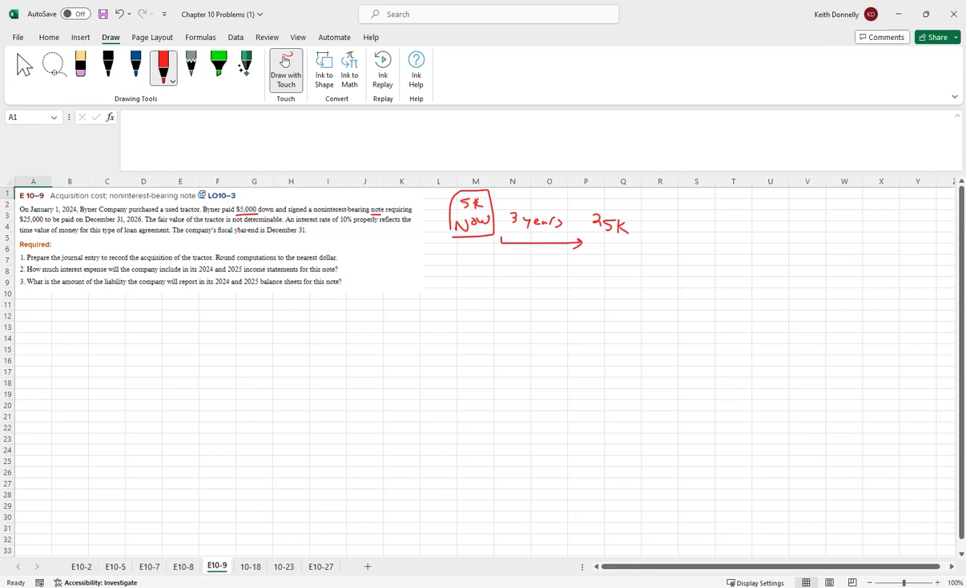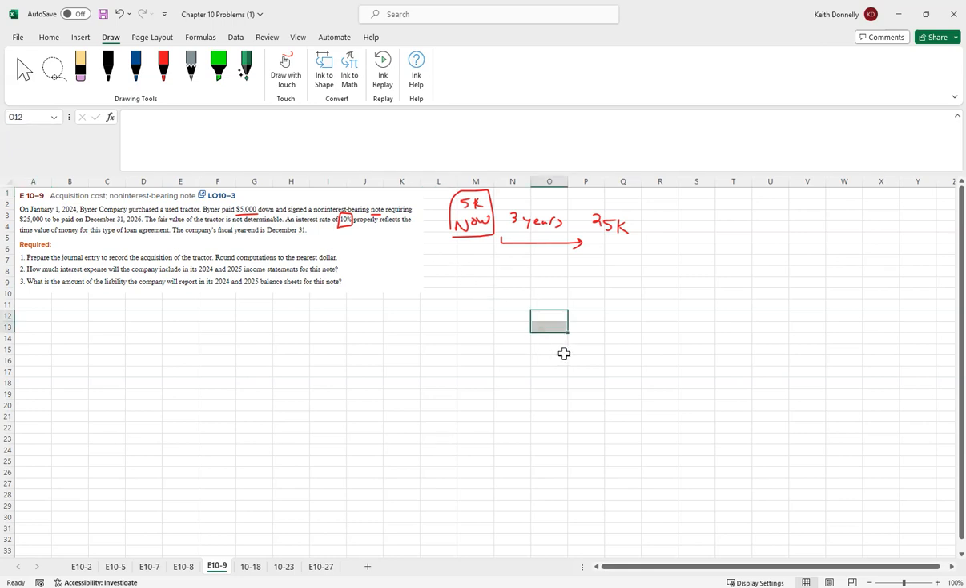for this tractor. It says the fair value of the tractor is not determinable. An interest rate of 10% reflects the time value of money. The fiscal year end is December 31st. Okay, so they're saying here, for one, can you please prepare the journal entry to record the acquisition of the trailer, round computations to the nearest dollar.